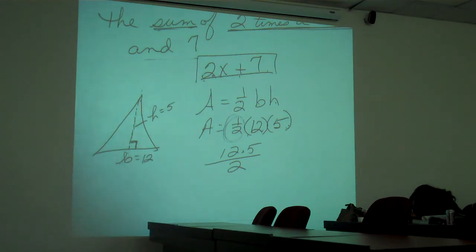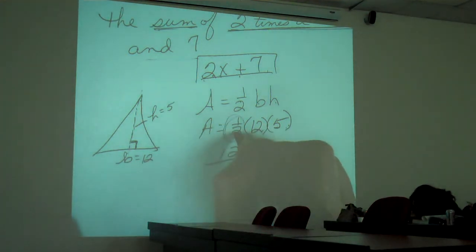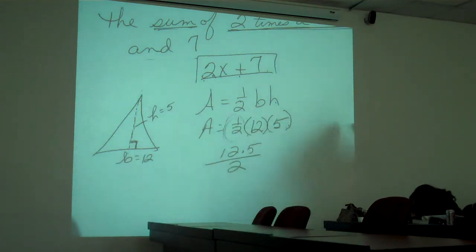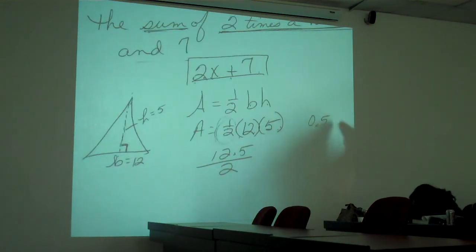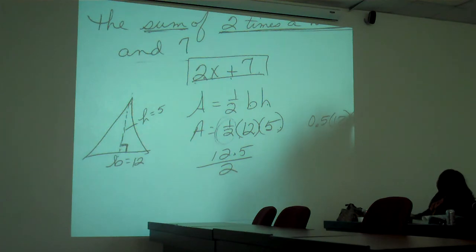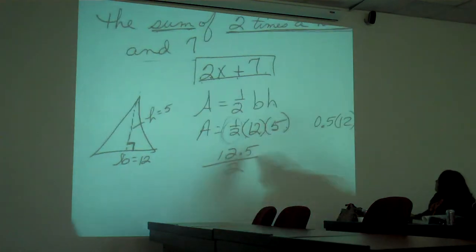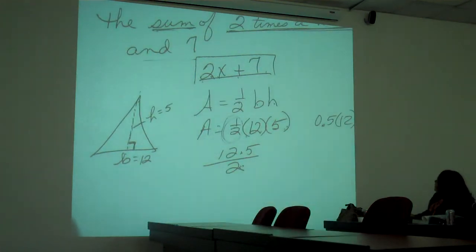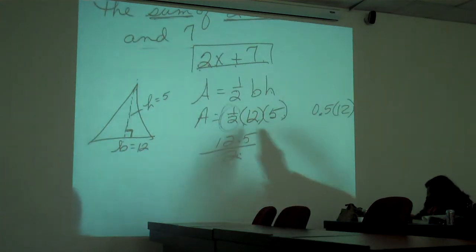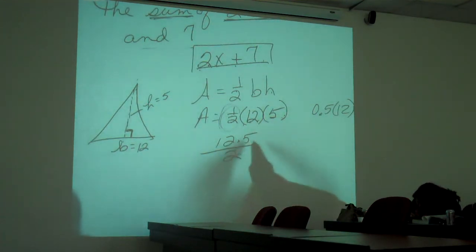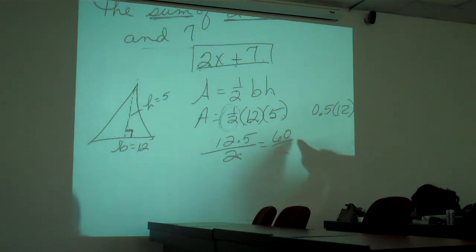If you were doing it on a calculator, which you're not supposed to use yet, you could turn this into 0.5. You could put this as 0.5 and then multiply times 12 and times 5. We're gonna do it this way because we're not supposed to use calculators. That 12 times 5, 60, and then divide that by 2 is 30.